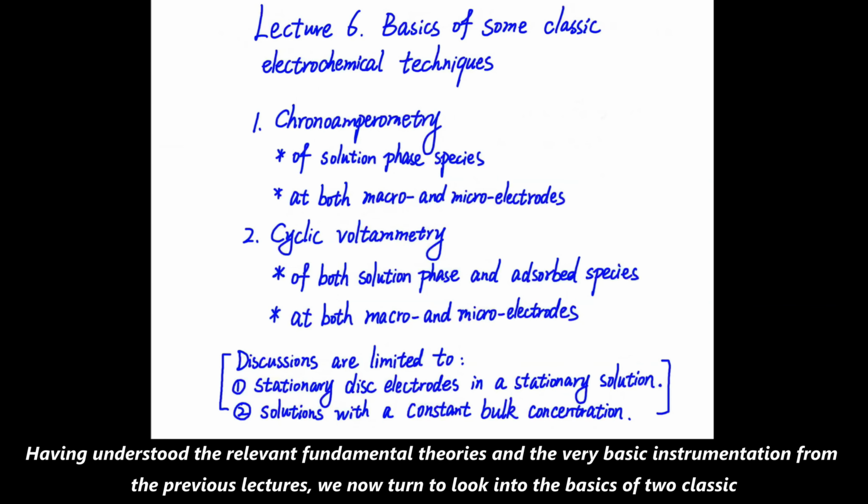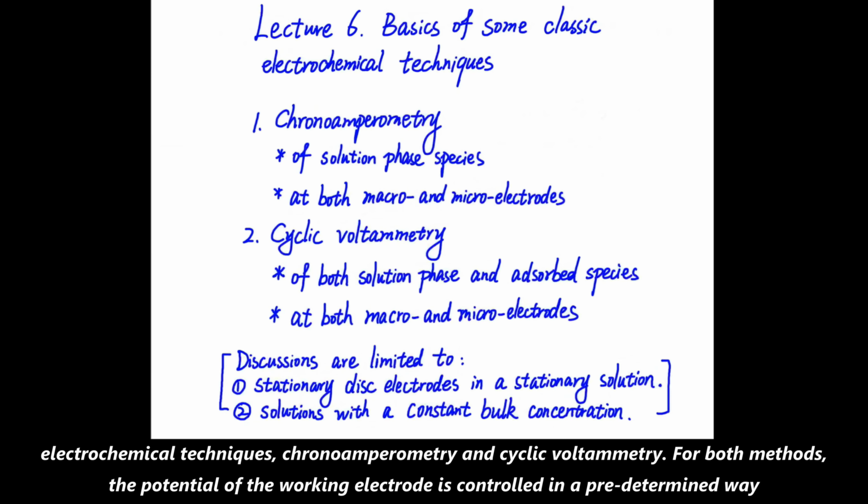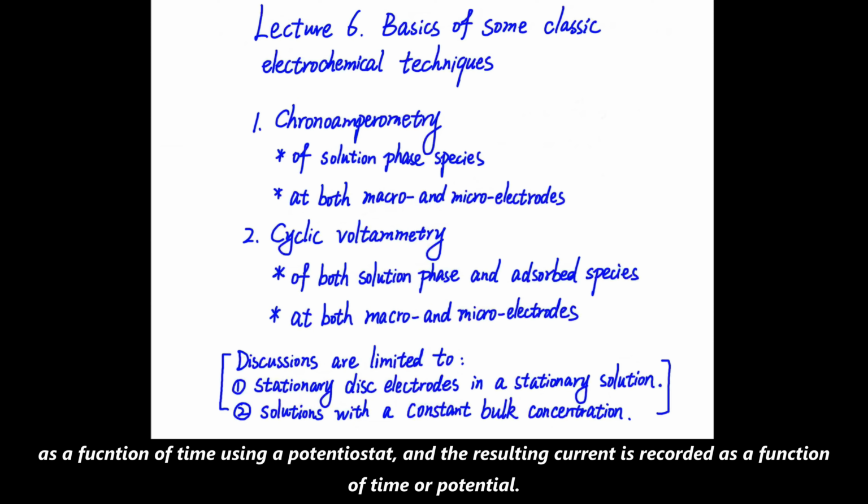Having understood the relevant fundamental theories and the very basic instrumentation from the previous lectures, we now turn to look into the basics of two classic electrochemical techniques, chronoamperometry and cyclic voltammetry. For both methods, the potential of the working electrode is controlled in a predetermined way as a function of time using a potentiostat, and the resulting current is recorded as a function of time or potential.